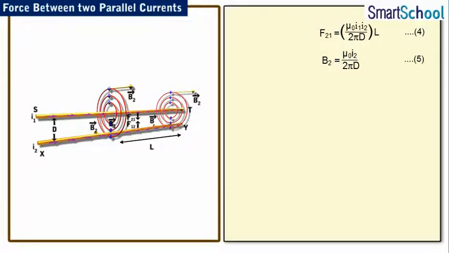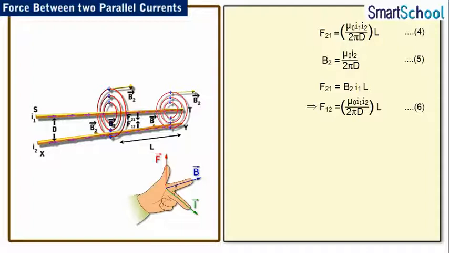The magnitude of the force acting on the segment of conductor XY of length L due to the magnetic field produced by the current through conductor ST is F12 equals B2 I1 L, which is equal to mu naught I1 I2 by 2 pi d into L. Let us label this as equation 6. The direction of this force can be found by using Fleming's left-hand rule, and the force acting on the conductor XY is towards the conductor ST.